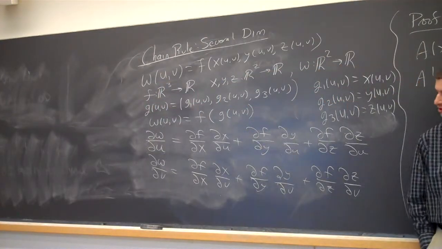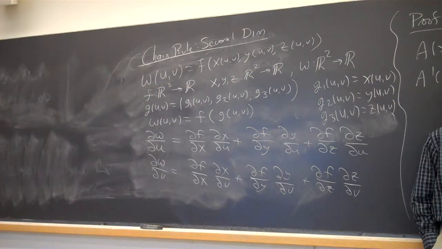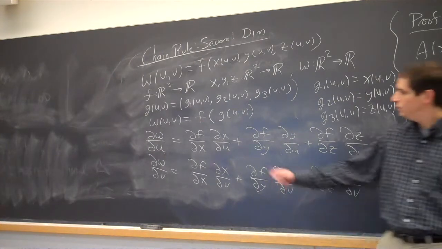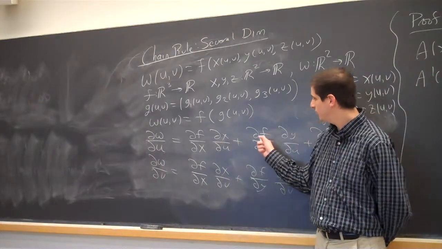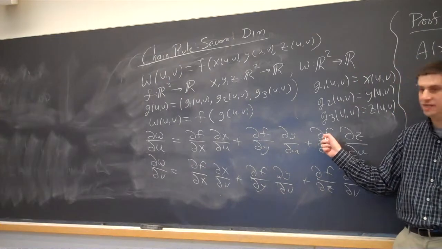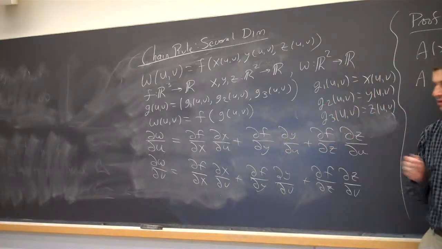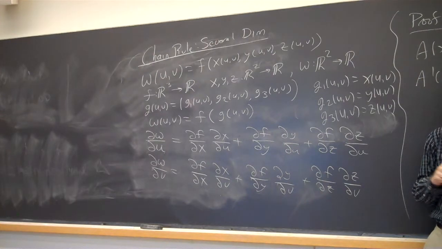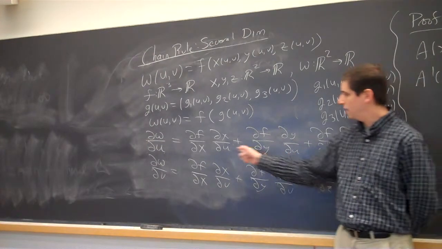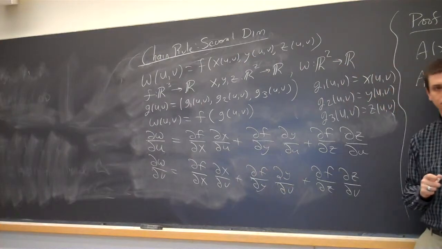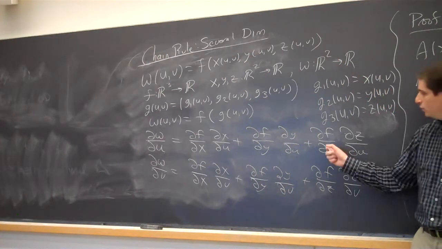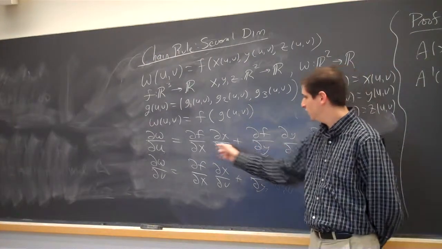When I give you a function, you need to know, where do you evaluate the function? So where do I evaluate df dx? Where do I evaluate df dy? Where do I evaluate df dz? Where do I evaluate dx du, dy du, dz du? So I evaluate these at the point uv. And where do I evaluate df dx, df dy, df dz?